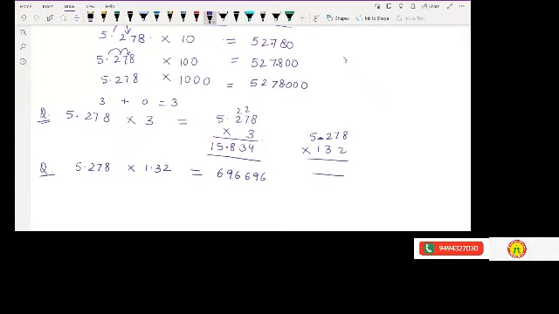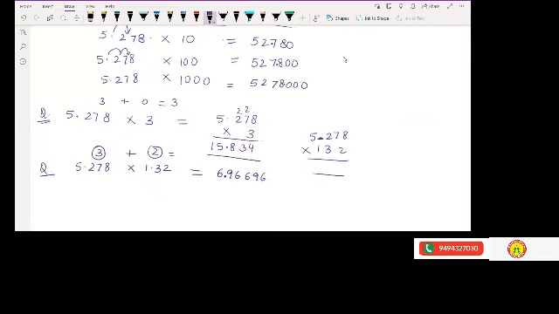listen carefully. Now see here, I have the decimal point after 3 numbers from the right side. After how many numbers? After 3 numbers from the right side. And here I have the decimal point after 2 numbers from the right side. That means in total, after how many numbers will I put my decimal point in my answer? 3 plus 2, that is 5. That means after 5 digits from here, I will put my decimal point. So that's 1, 2, 3, 4, 5. My decimal point will come here. Okay?